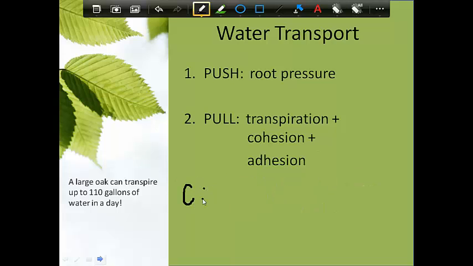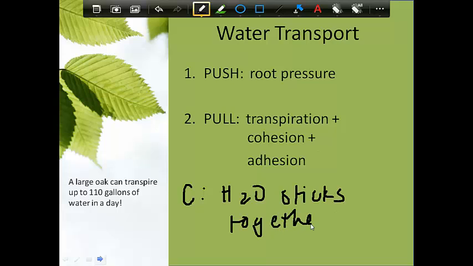Next one, cohesion. Put a C for that. Cohesion means that the water molecules stick together. H2O water sticks together. So once one water molecule starts to transpire off the leaf, starts to evaporate off the leaf, you can think of it as being stuck to a bunch of other water molecules that's going to pull with it out into the atmosphere. Okay, so water molecules will stick together, and so when one starts to evaporate, the rest of them that it's stuck to will also begin to evaporate.